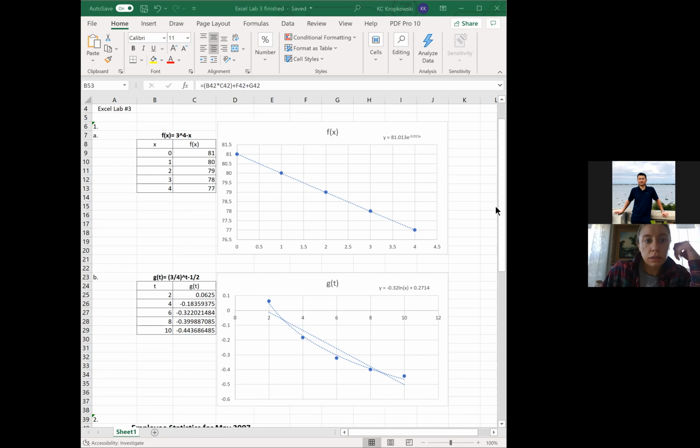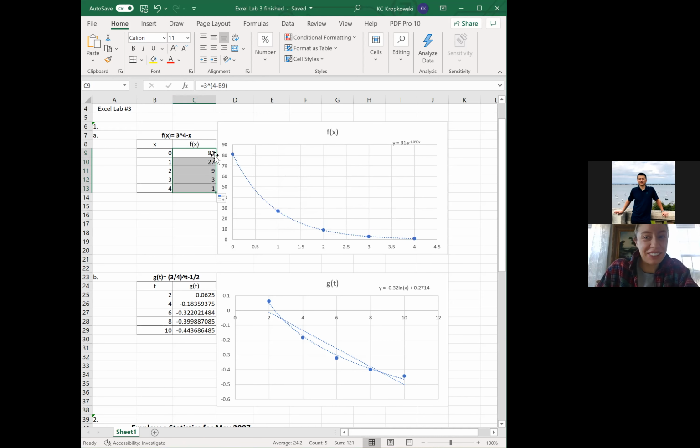Okay, go ahead. So you just want me to check it, right? Yeah. Okay, just click on cell C9. Let me see the formula. Yes, that will be 3 raised to 4 minus x. You will put 4 minus x in the parentheses. So that means 4 minus B9 should be in the parentheses. Yes, otherwise the result will be off. Now you drag it. Ah, yeah, that looks better.